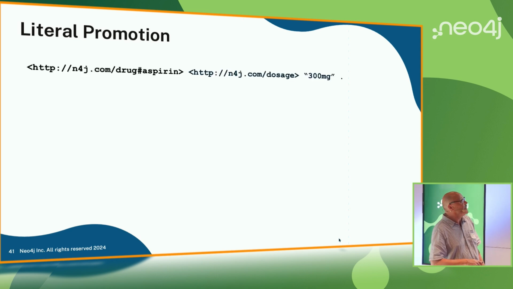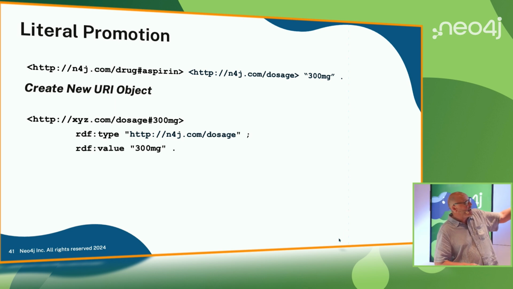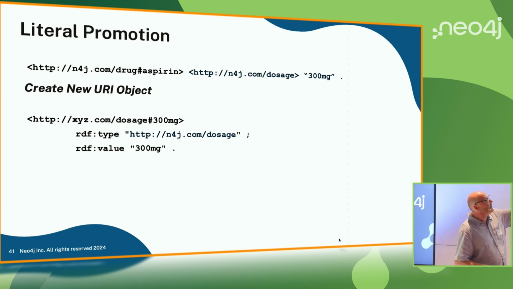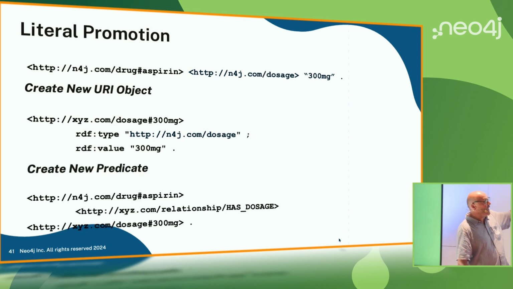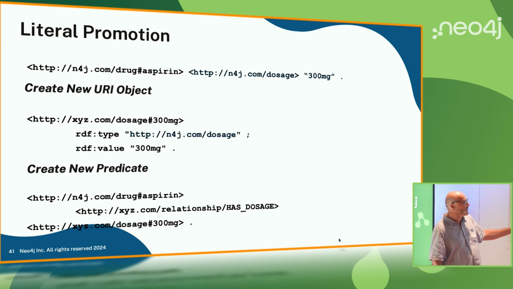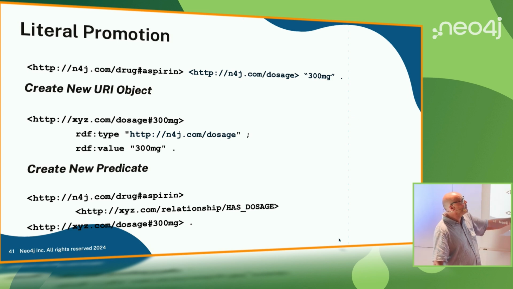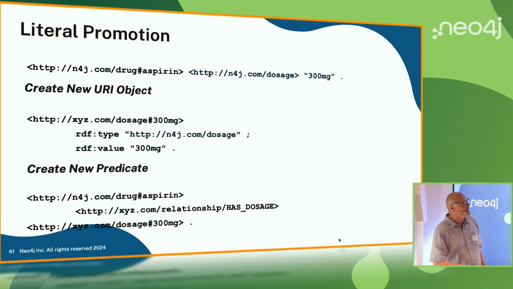This is just an example of that literal promotion. We would have that literal, where aspirin has a dosage of 300 milligrams. We have to create something in a new namespace, which is our dosage of 300 milligrams, and that has an RDF type and an RDF value of 300 milligrams. Then we also have to create a new predicate in the triple store, which links aspirin via this new has dosage relationship to the object that represents the dosage of 300 milligrams. So we have to do a lot of processing on the data.